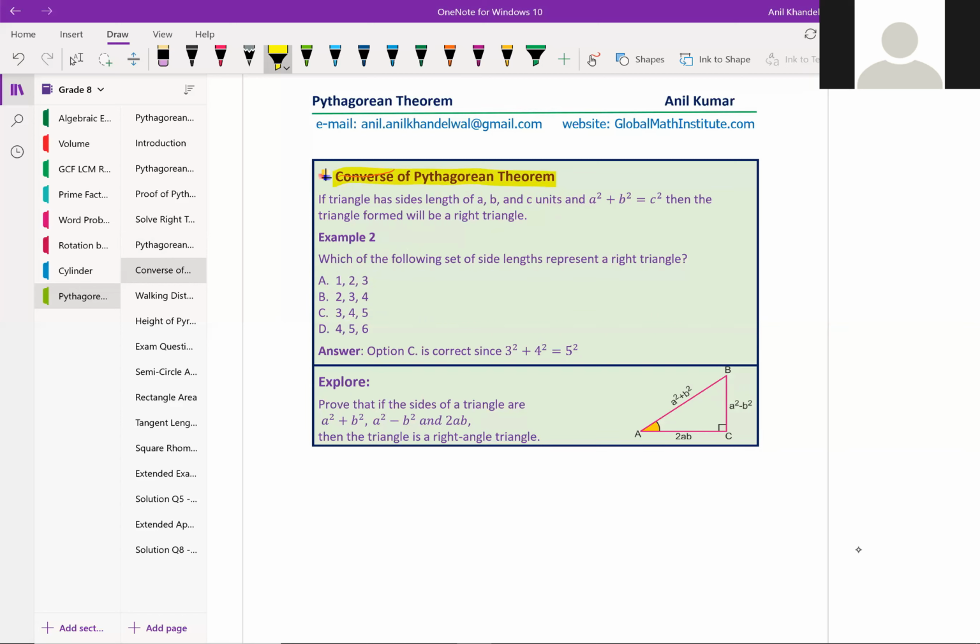Now the question for you is example 2. Can you please read the question and answer the question? Which of the following sets of side lengths represent a right triangle? Tell me. Since we automatically know from before, our triple will be 3, 4, and 5. Good job. So you remember your triples, right? You don't even have to do the calculations. Perfect. Now you can see, if I select these numbers 3, 4, and 5, 3 squared plus 4 squared is what? It is 5 squared, right? 9 plus 16 is 25.